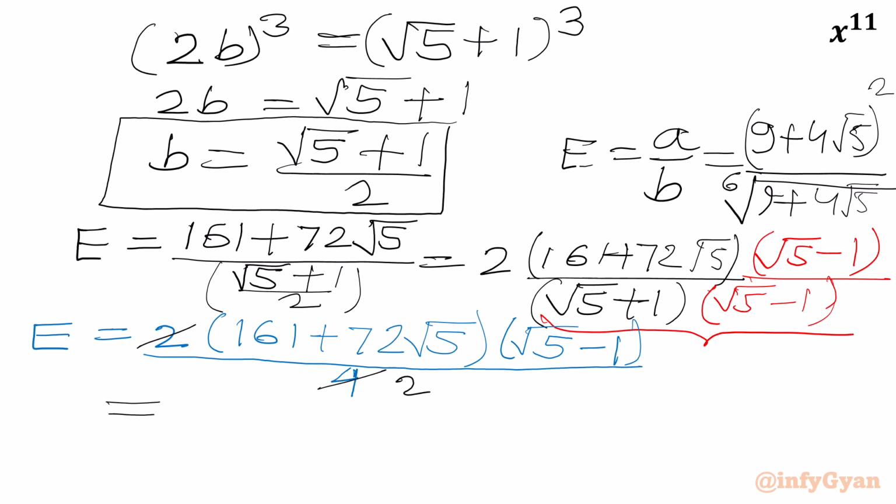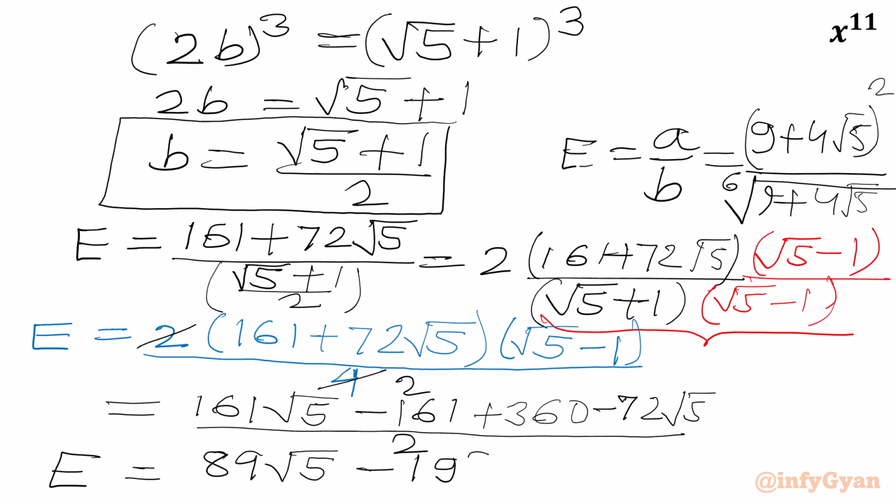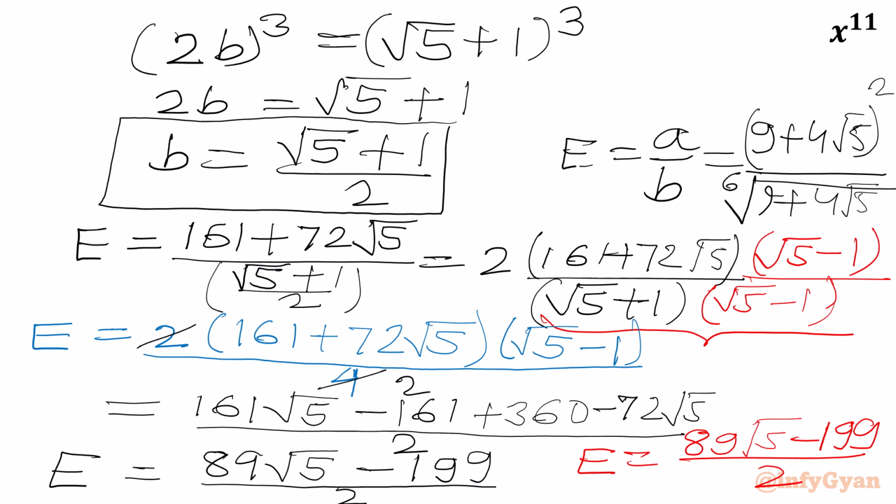Let's expand, multiply both the brackets. I will write 161 square root 5 minus 161 plus 360 minus 72 square root 5 divided by 2. So we will get our final answer for this question: 161 root 5 minus 72 root 5 is 89 square root 5. Now 360 minus 161 will give us 199 and denominator is 2. Let me write our answer here. E equal to 89 root 5 minus 199 over 2.